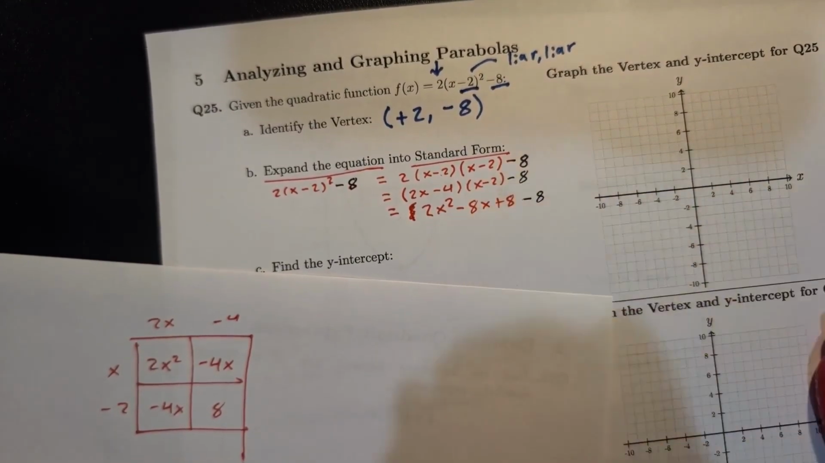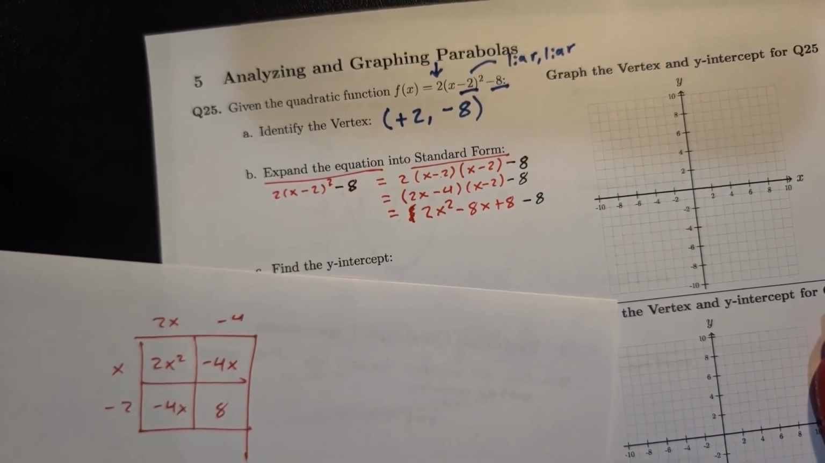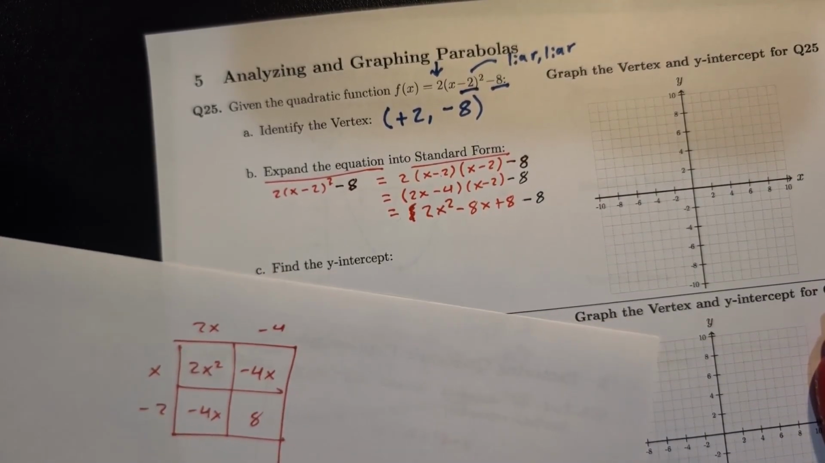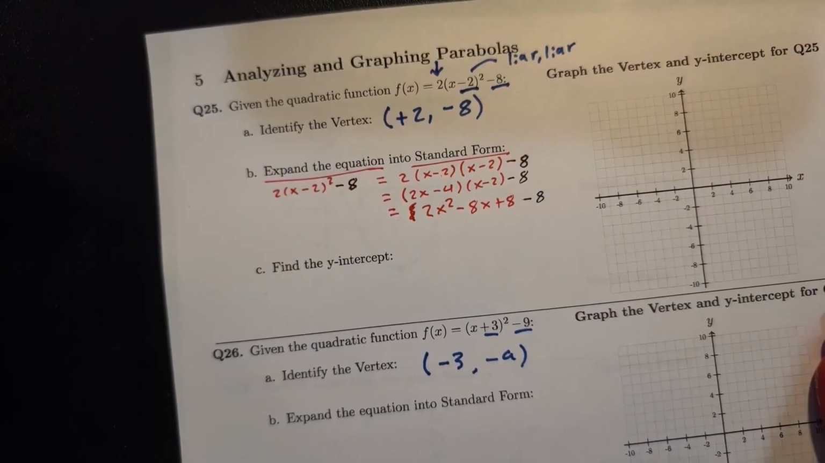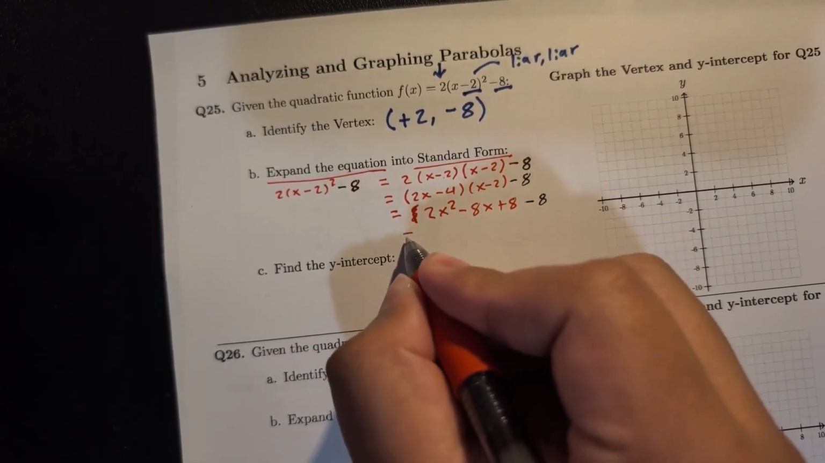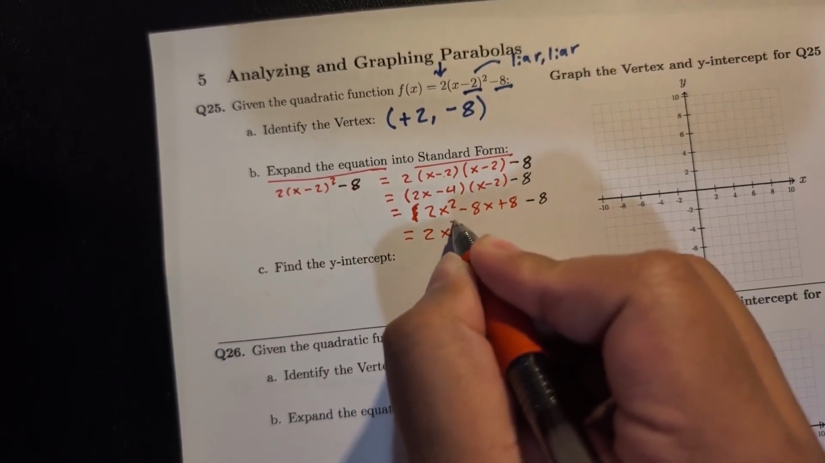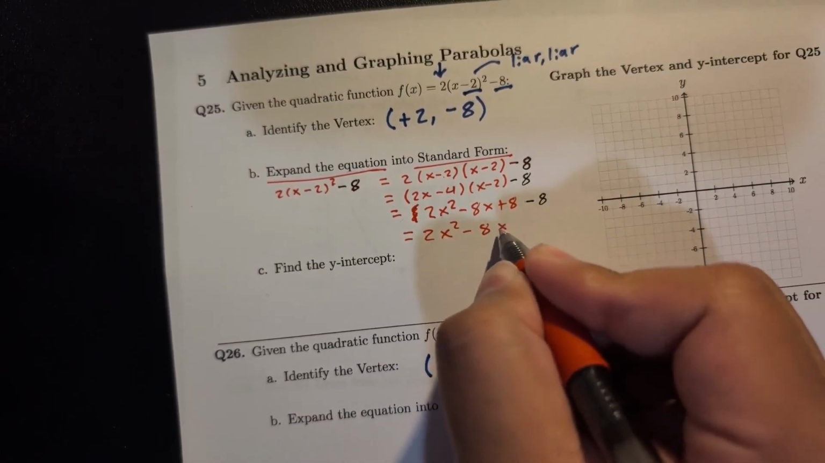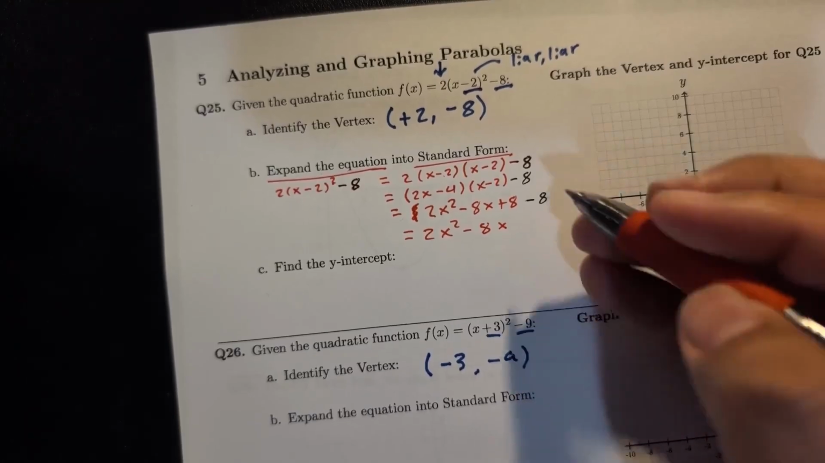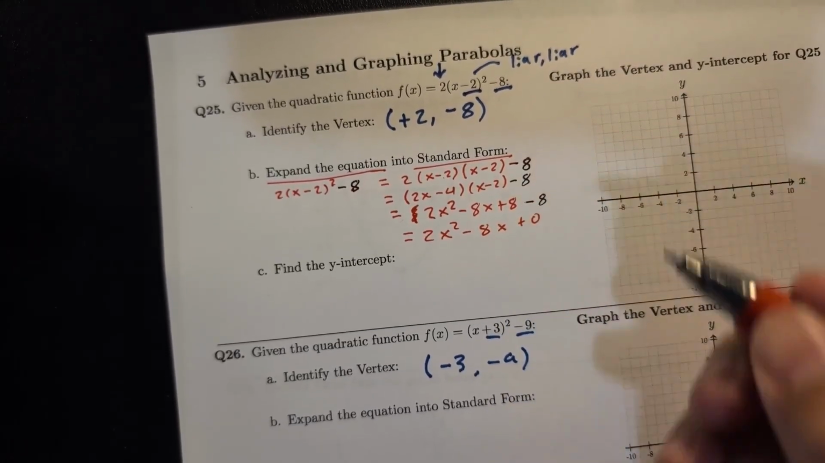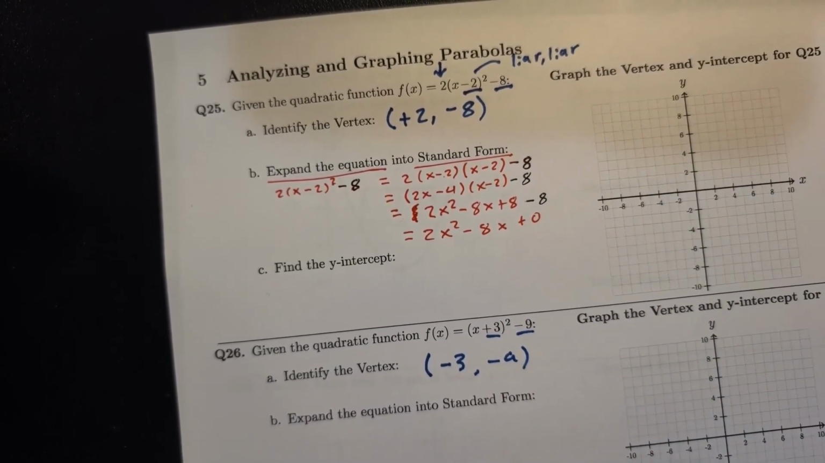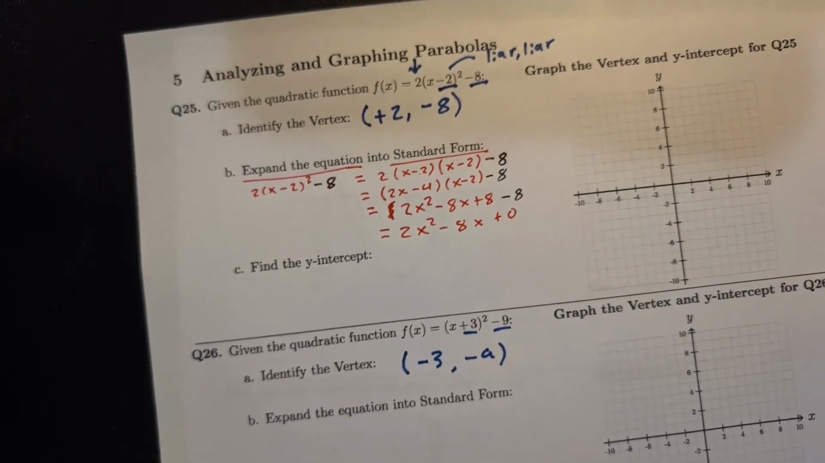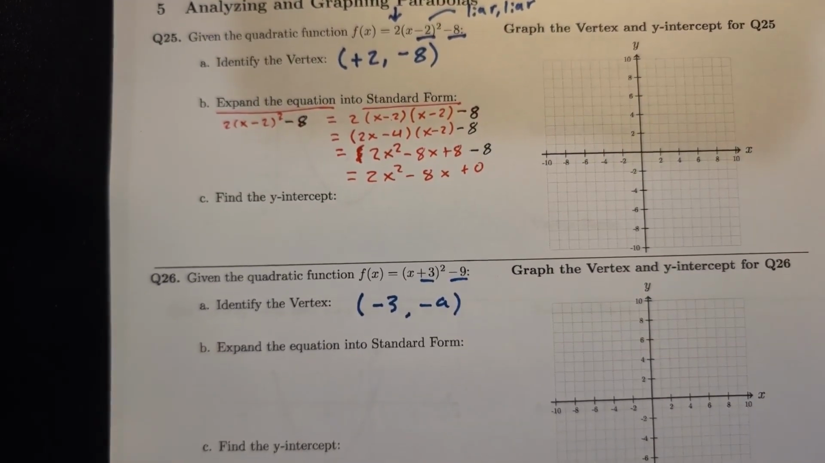Minus the 8 at the very end. So when I simplify this, I'm going to get 2x squared minus 8x. And then we have 8 minus an 8. That is a 0. Okay, that's it for part B.